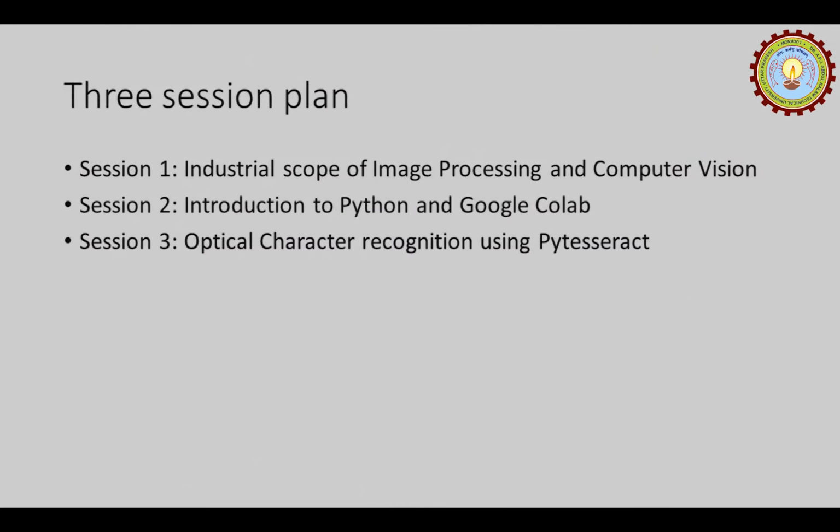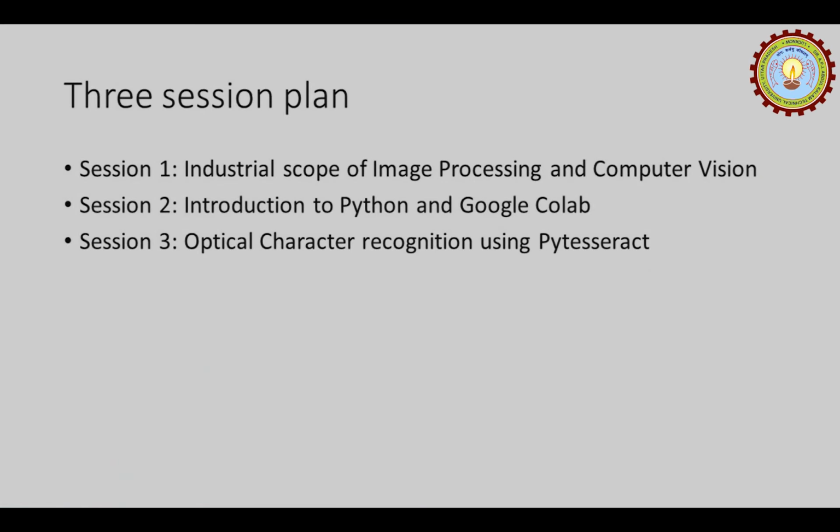So I'll conclude the talk. This is a 3-session plan. In Session 1, I'll cover the industrial scope, and then I'll talk about some introduction to Python and how to use Google Colab, which is a very great platform for you to perform some of your image processing and computer vision experiments. And then in Session 3, I'll talk more about an optical character recognition application using PyTest.